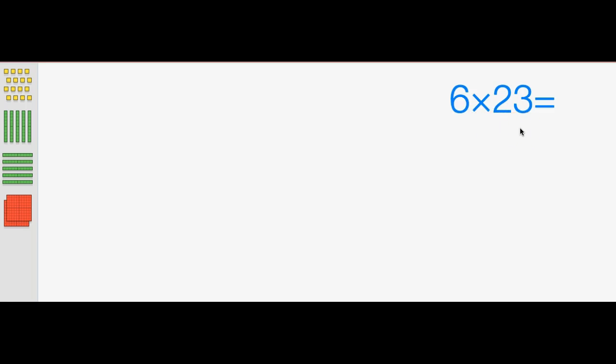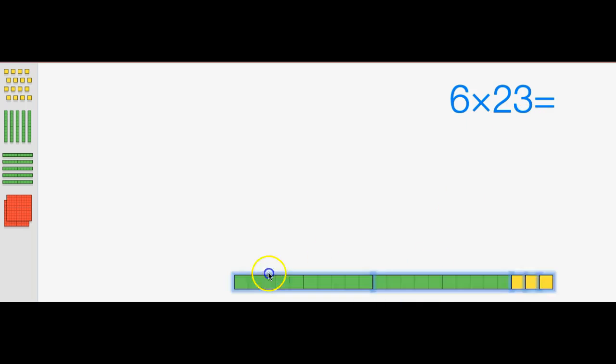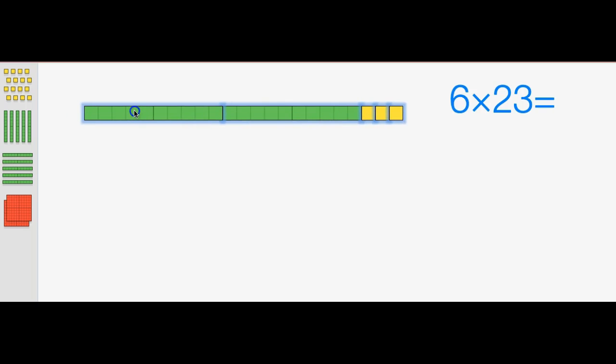essentially means the same thing as 6 times 23, or 6 groups of 23, or 6 by 23. All of these things we're very familiar with using area models and arrays. So the first thing I'm going to do is make 6 groups of 23. So I put one group of 23. So I've got 1, 10, and another 10, 21, 22, and 23.